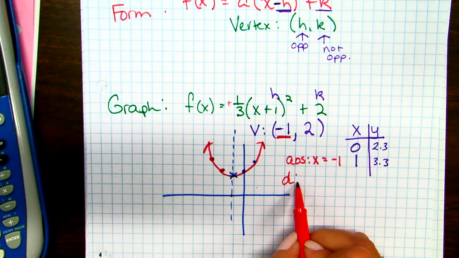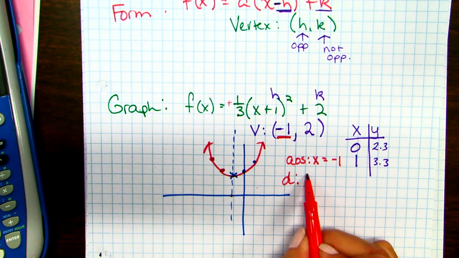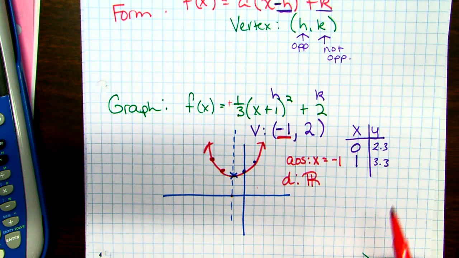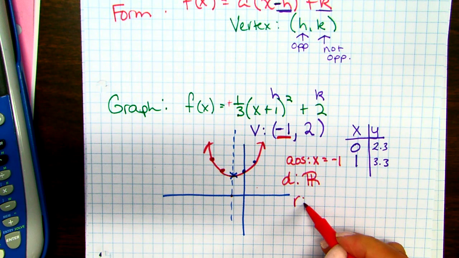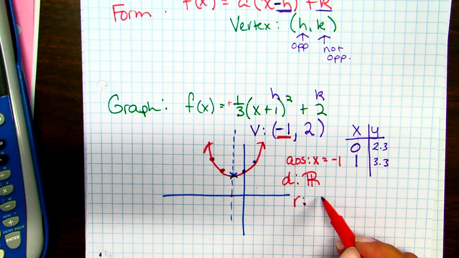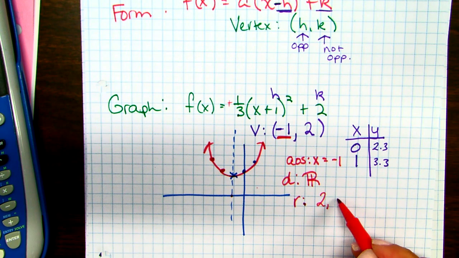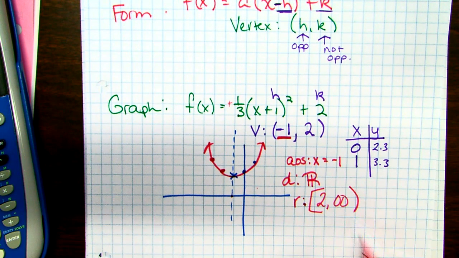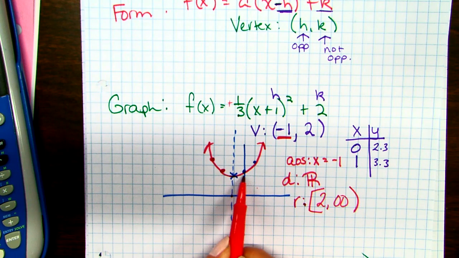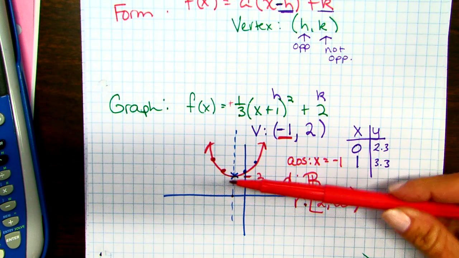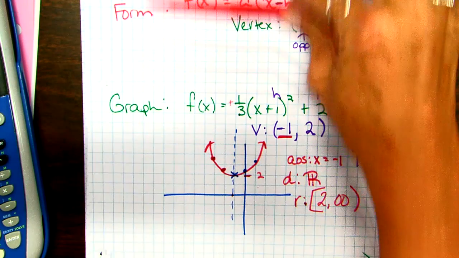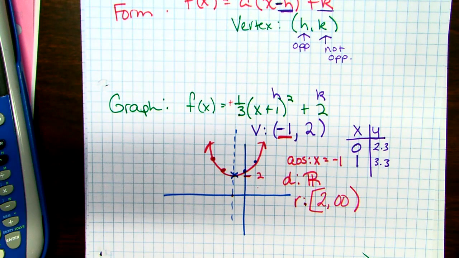What's the domain of this parabola? All real numbers. Anybody want to try the range? Bracket on the 2, parentheses on your infinity symbol. Because this is the lowest y value we use. So we go from 2 up forever. Okay?